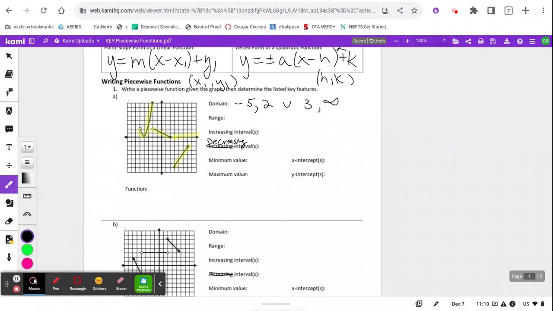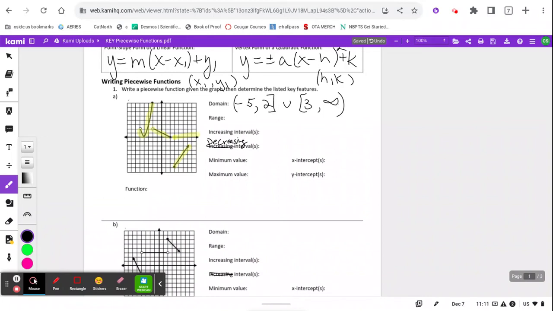Now, what kind of brackets are going to go on this interval notation? Notice the parabola starts with an open dot. So we're going to put an open bracket. Notice over here at the end of this domain, it's a closed dot at 2. So we're going to put a closed bracket. Down here, this starts with a closed dot at the domain of 3. And this is to infinity, which is always an open bracket.